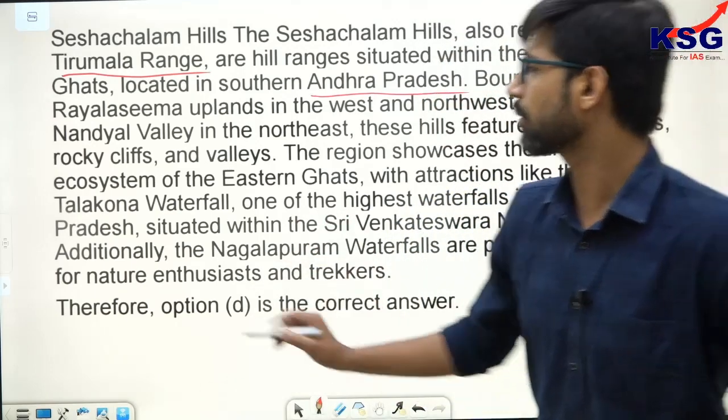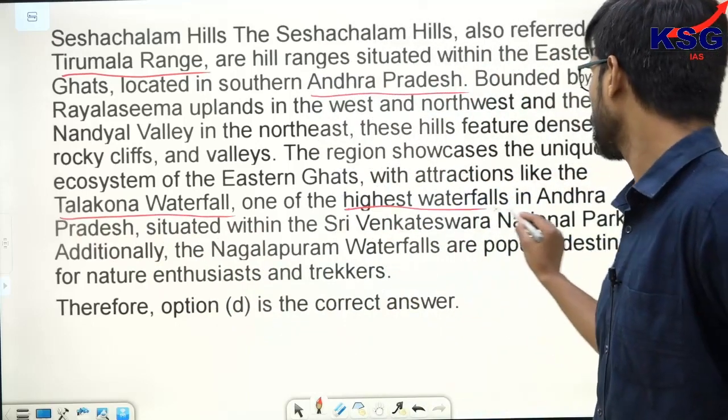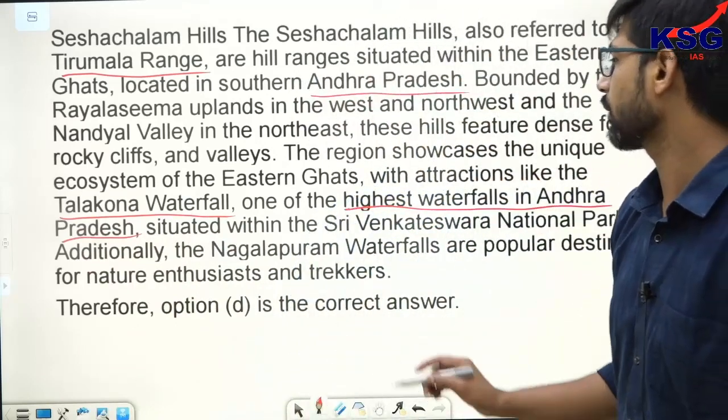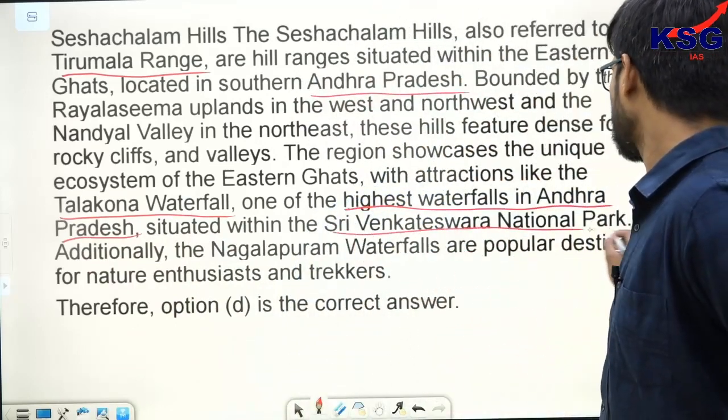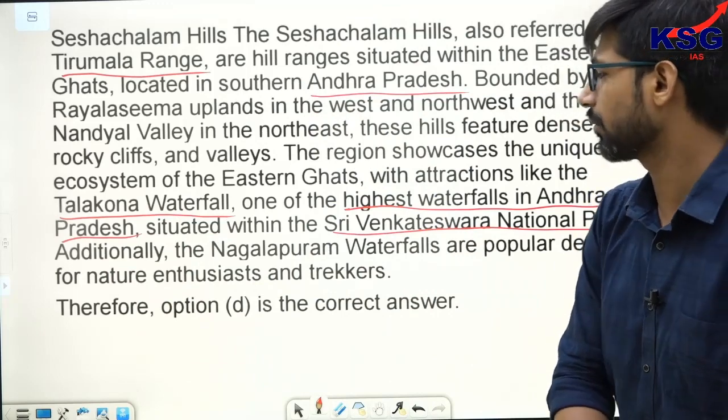They are also associated with attractions like Talakona waterfall, which is one of the highest waterfalls in Andhra Pradesh. Please remember, this is a potential question. Talakona waterfalls are the highest waterfalls in Andhra Pradesh. They are also situated within the Sri Venkateshwar National Park. Additionally, the Nagalapuram waterfalls are a popular destination for nature enthusiasts and trekkers.